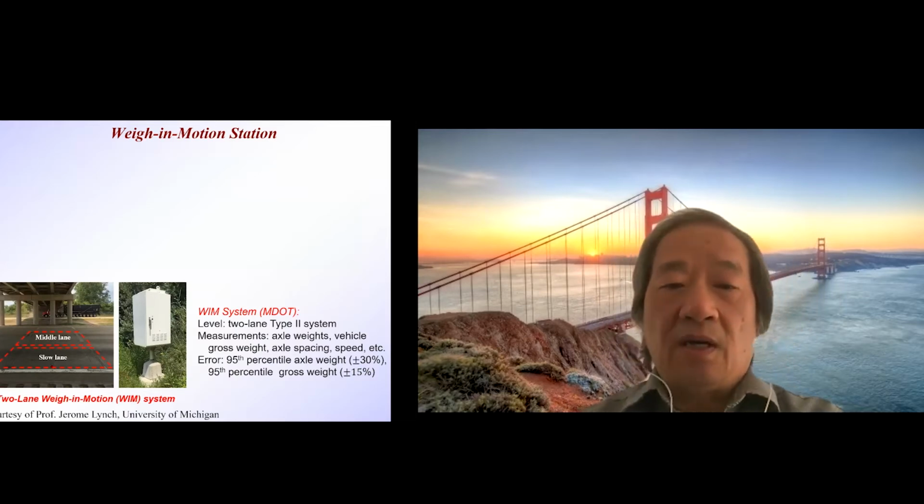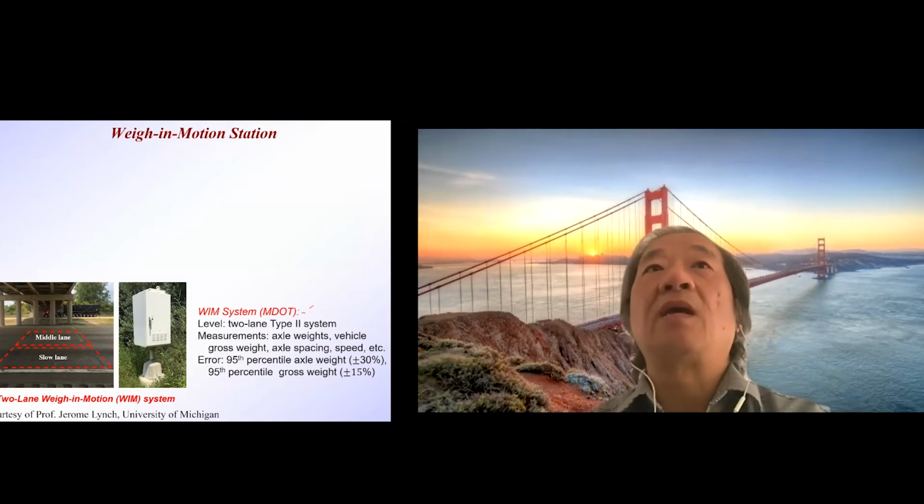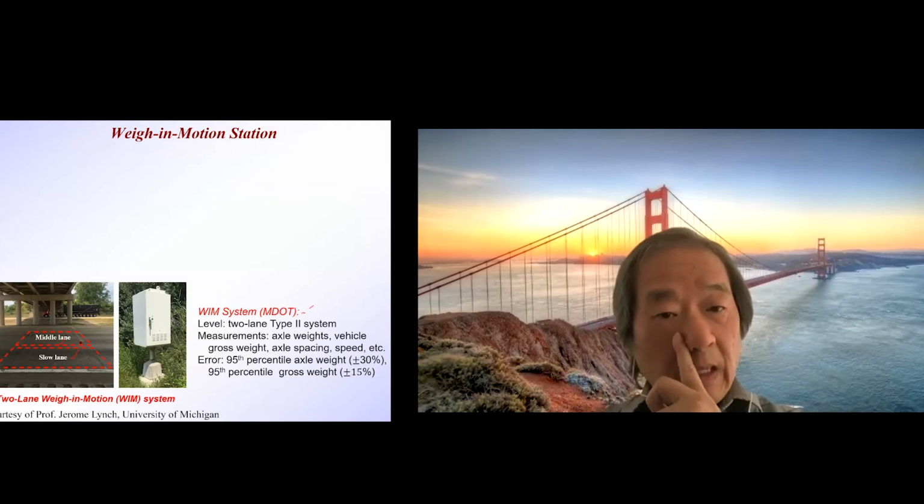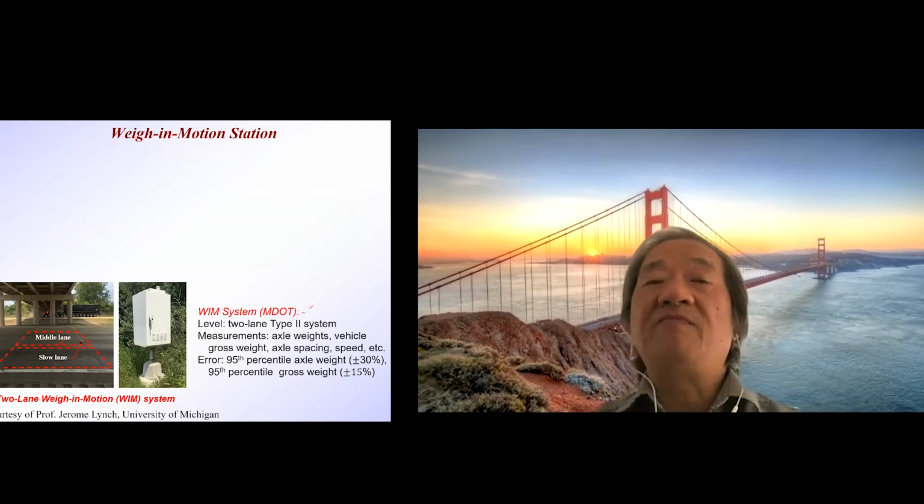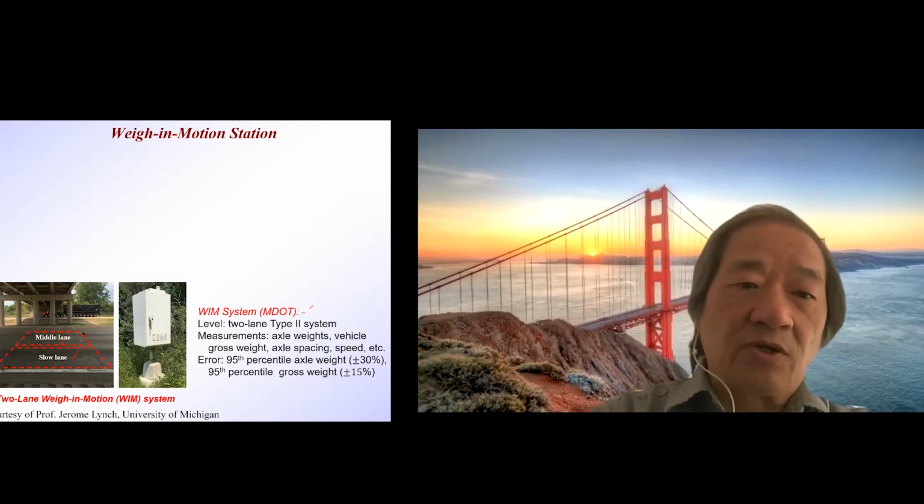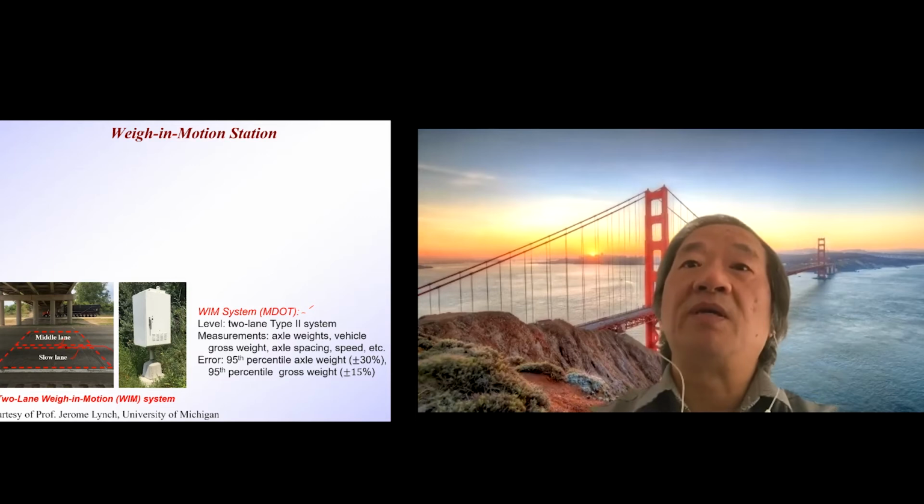The weigh-in-motion system is managed by the Michigan DOT. They put it in underneath the pavement in the middle lane, the slow lane, and when the traffic goes through, you can measure the weight of the truck and also the speed of the truck as well.